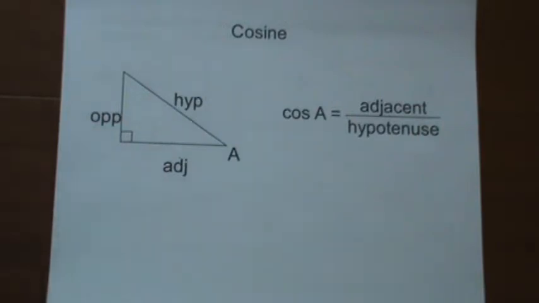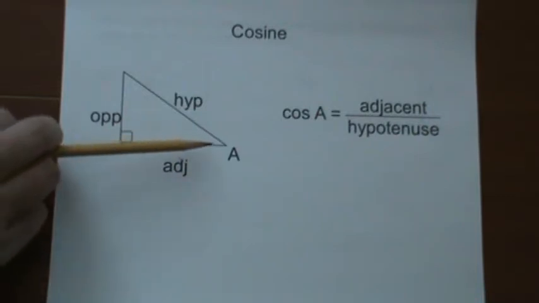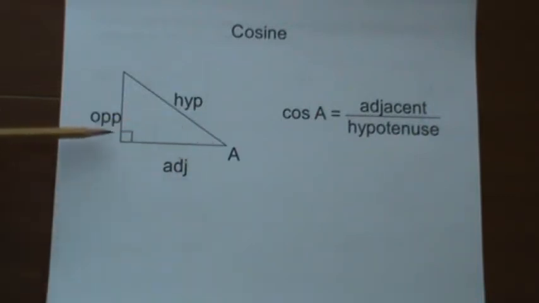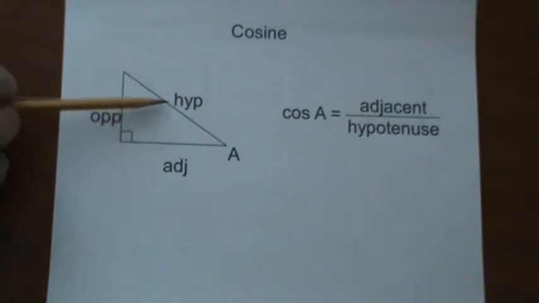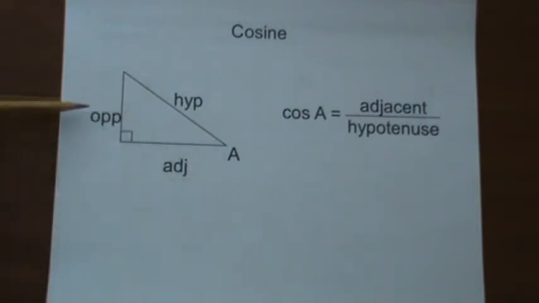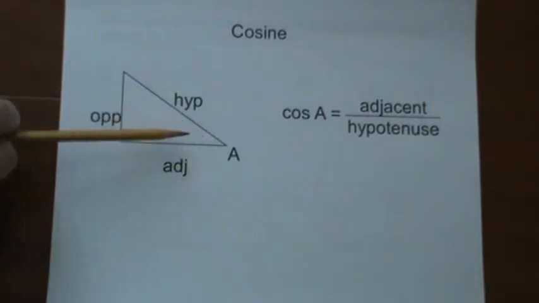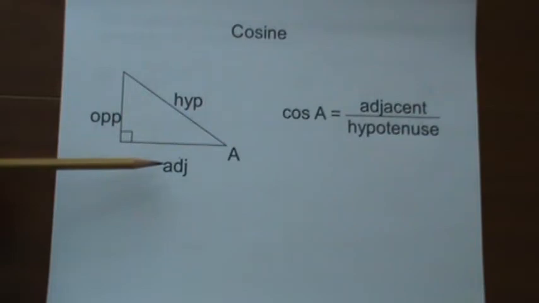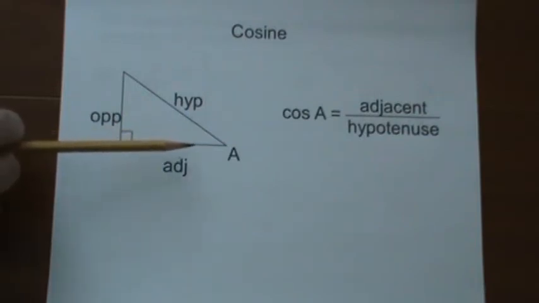Now when we talk about adjacent, it is a leg of a right triangle. It's the leg of the right triangle that is next to the angle that we're working with. So remember, opposite the right angle is called the hypotenuse, always. Opposite the angle that we're working with, angle A in this case, is called opposite. And next to the angle that we're working with is called the adjacent. Cosine of an angle is always equal to adjacent over hypotenuse.